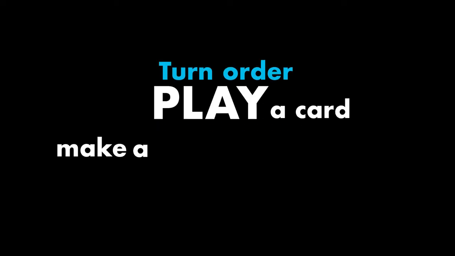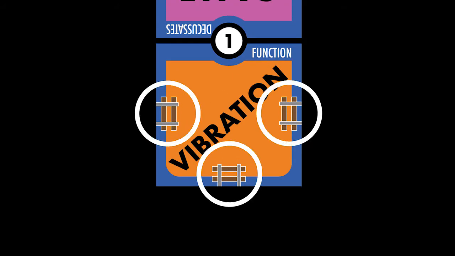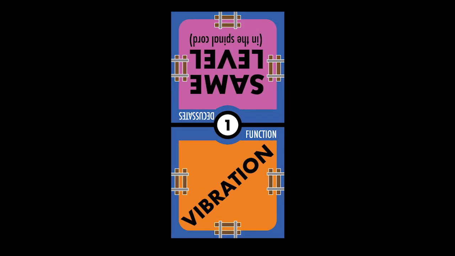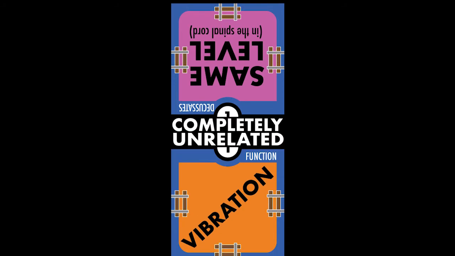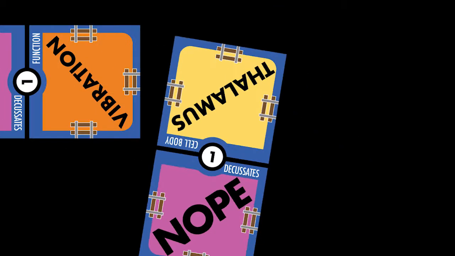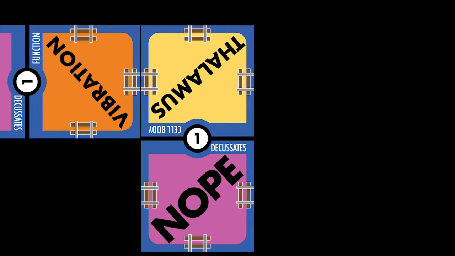We'll start with the turn order. Play a card on a connection. Make a statement, draw a card. Each half of the card has 3 railway tracks and a hard line separating the halves of the card. The 2 halves are completely unrelated to each other. Cards are joined together using the railway tracks to create a connection.